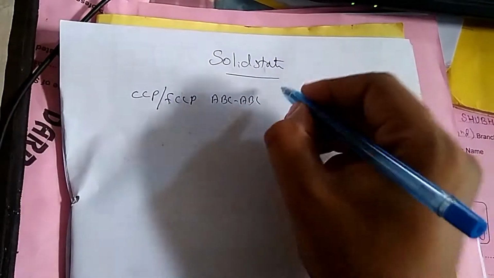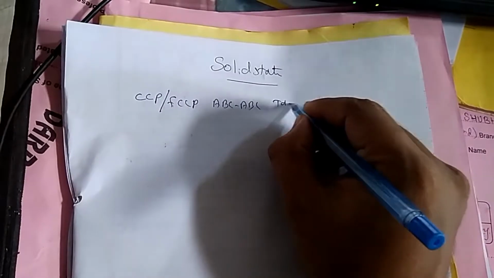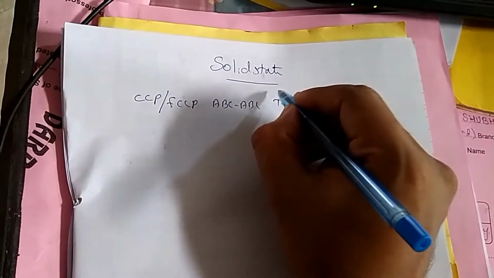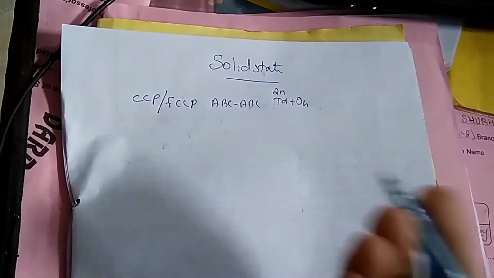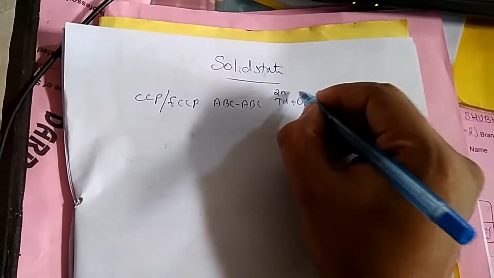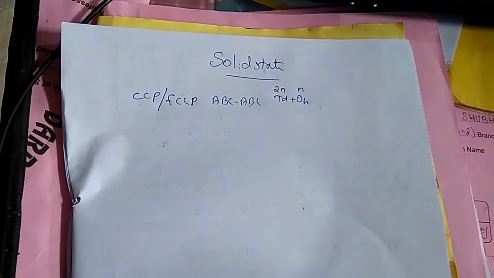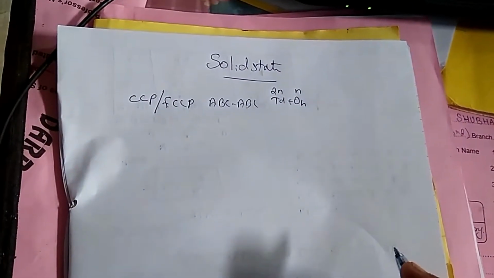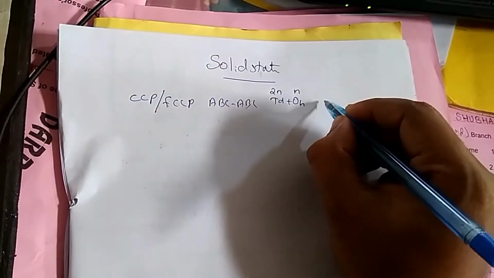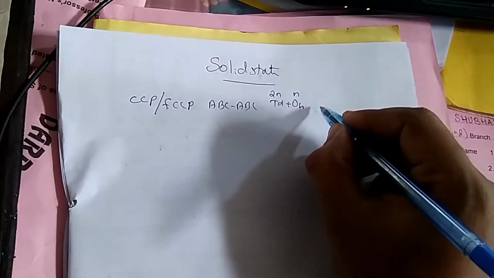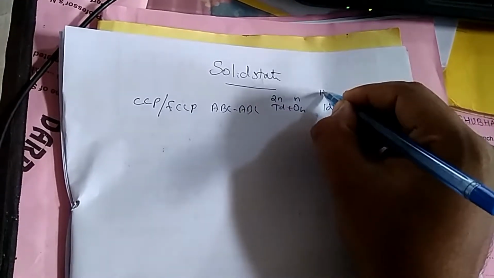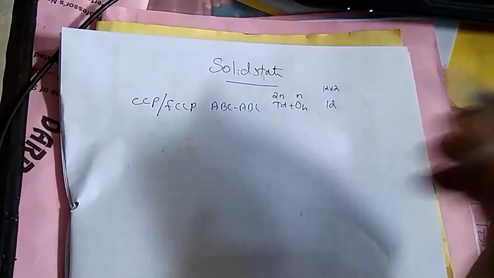In ABC packing, we will have both tetrahedral voids and octahedral voids. Tetrahedral voids will always be 2n. So if n atoms are there, 2n tetrahedral voids and n octahedral voids will be there. Whatever the number of octahedral voids, double that number of tetrahedral voids will be there. The coordination number of CCP or FCC packing is 12.